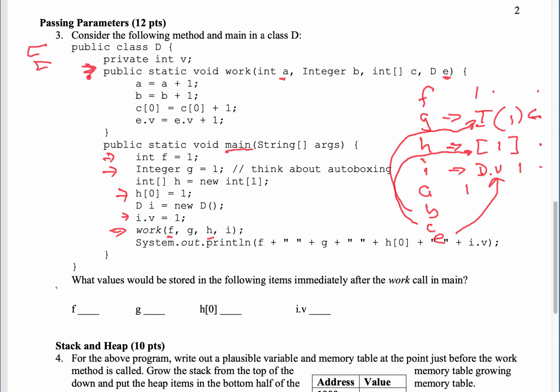Okay, a equals a plus 1. Okay, a was 1, and it turns into 2. Notice f doesn't change, right? Because those are distinct.